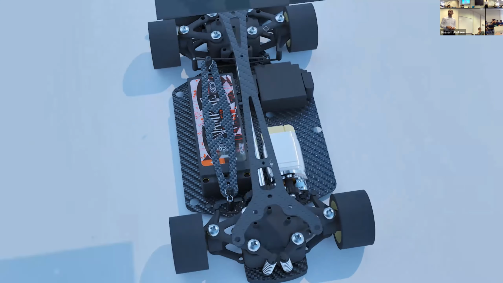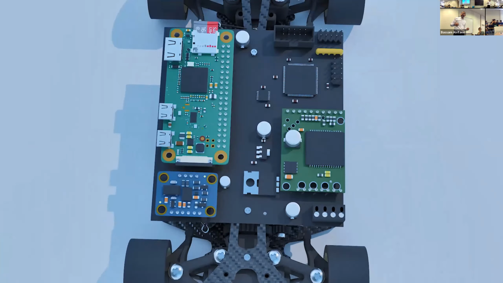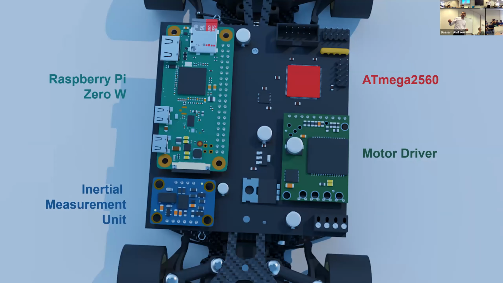We designed our PCB, and we put a Raspberry Pi Zero W. W stands for wireless communication, so we need some wireless communications. So here's the IMU, the motor drive, and the microcontroller, the low-level microcontroller.